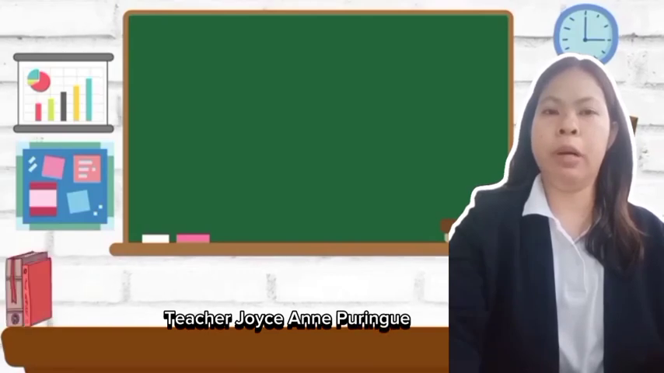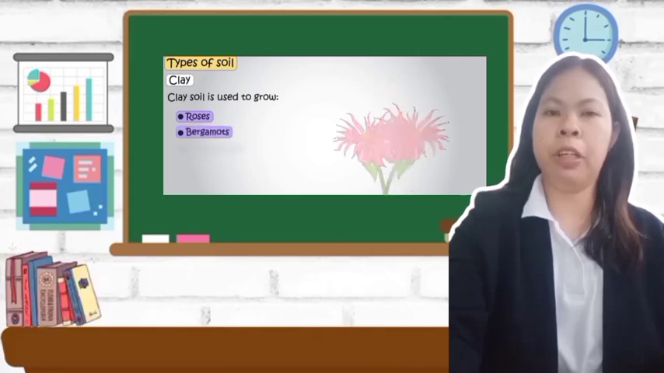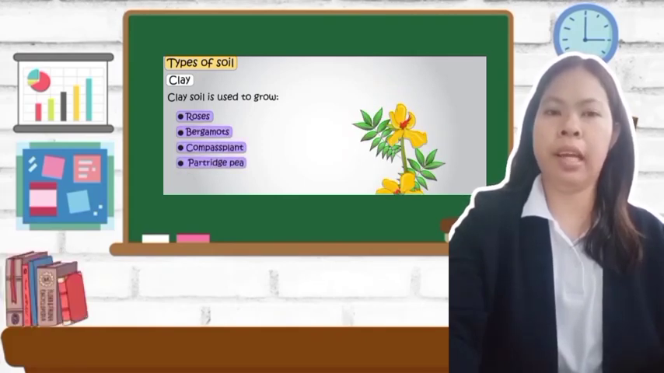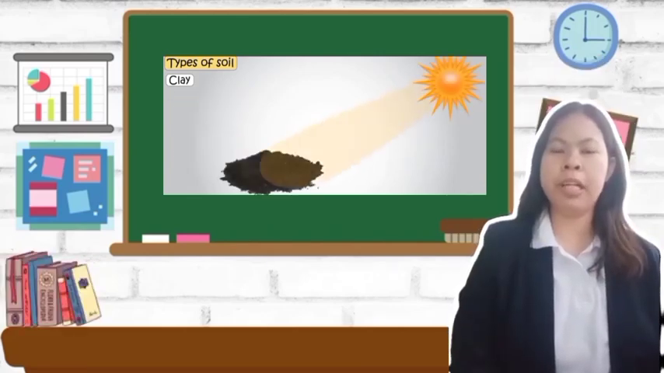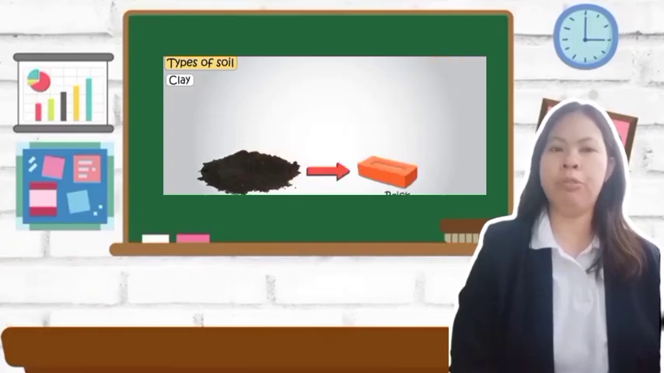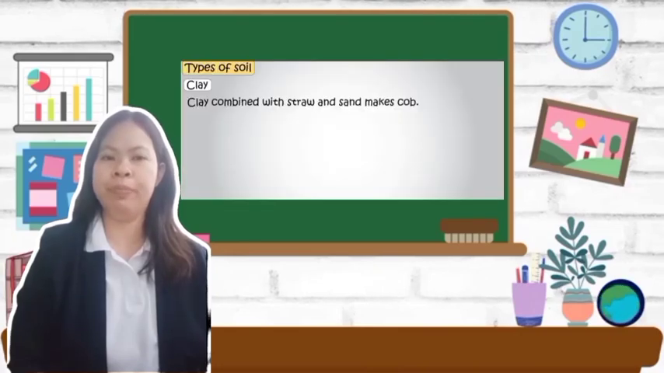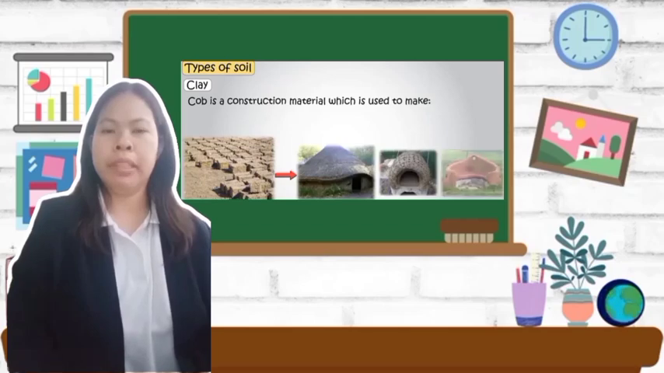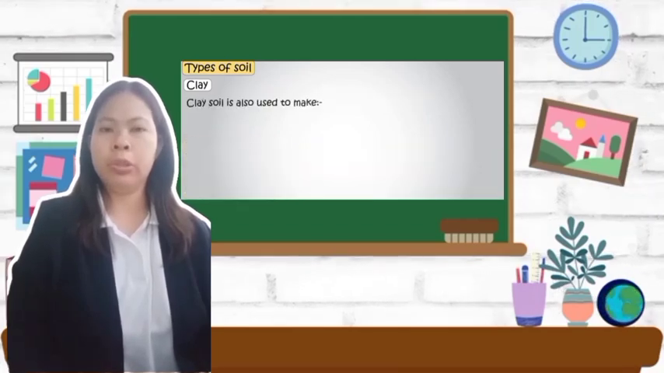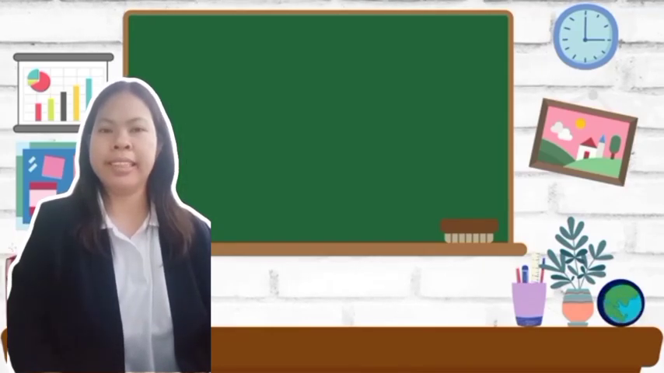Let us learn more about clay. Clay soil is used to grow plants like roses, bergamots, compass plants, and partridge pea. Clay can be fired or dried in the sun to make bricks, which are used for construction of buildings. Clay is combined with straw and sand to make cob. Cob is a construction material used to make buildings, ovens, and benches. Clay soil is also used to make walls, floors, and countertop ceramic tiles.